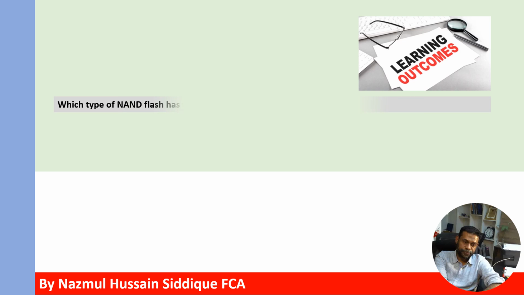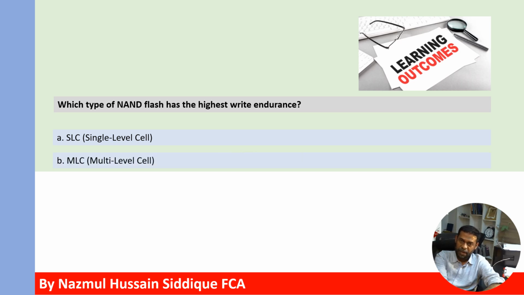Next question. Which type of NAND flash has the highest write endurance? A. SLC, single level cell, or MLC, multi-level cell. Which one is the correct answer? The correct answer is A. SLC, single level cell, has the highest write endurance among the NAND flash.